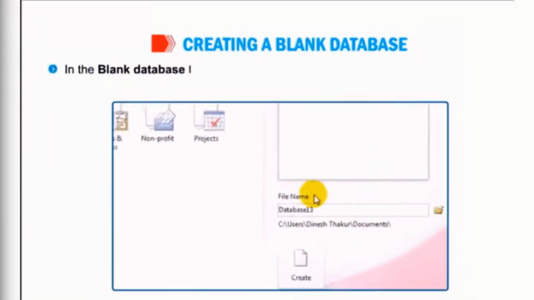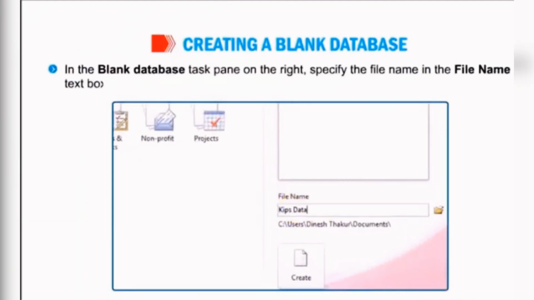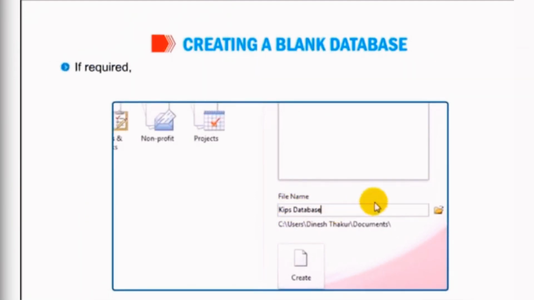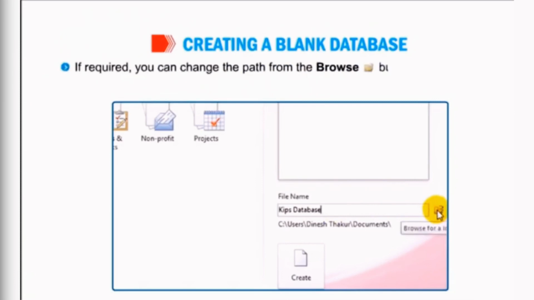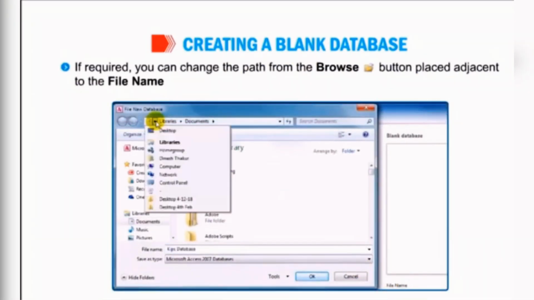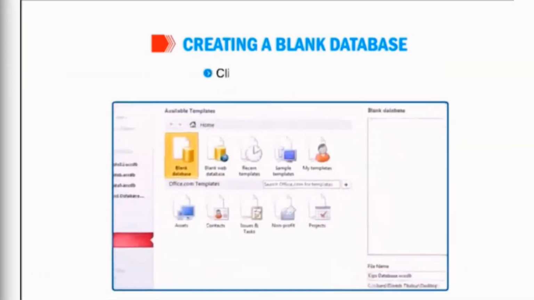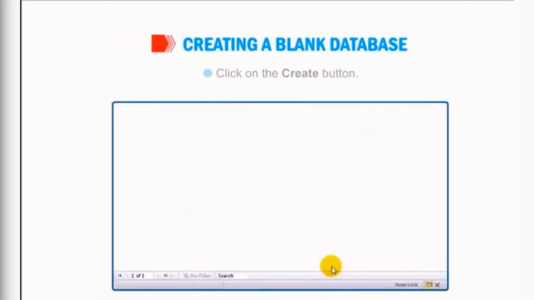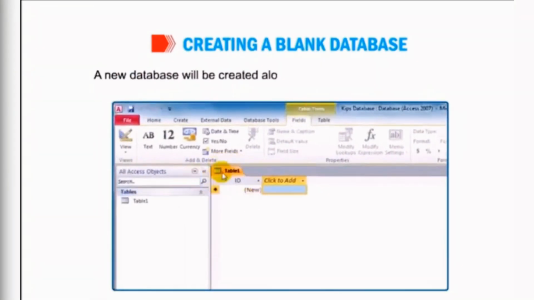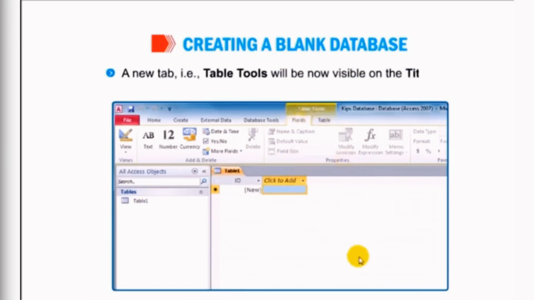In the Blank Database task pane on the right, specify the file name in the File Name text box. If required, you can change the path from the Browse button placed adjacent to the file name box. Click on the Create button. A new database will be created along with an empty table named Table1. A new tab, that is Table Tools, will now be visible on the title bar.